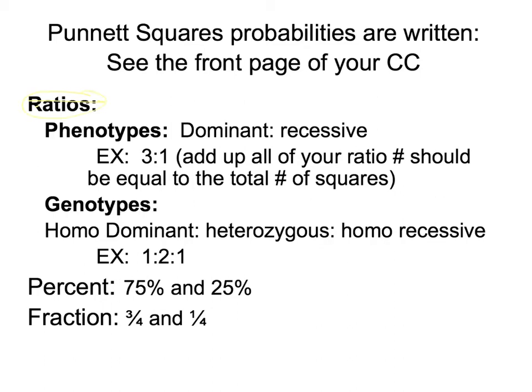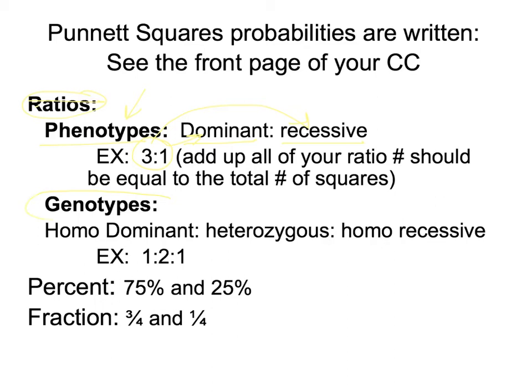The first is ratios, okay? When we're talking about reporting out phenotypes with ratios, we always use the dominant first and then the recessive. So with ratios, you should make sure that all of your numbers equal the total number of squares. So what we see when we cross 2 heterozygotes is that we usually get a 3-to-1 ratio. That means that we have 3 of the dominant trait and 1 of the recessive trait. All right.